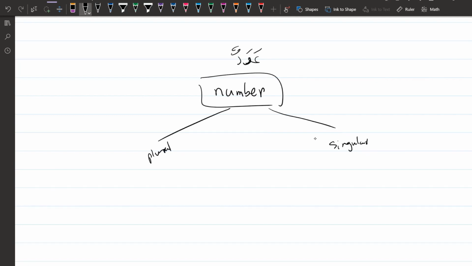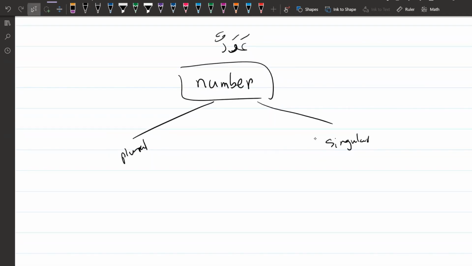It is a simple concept of any language: we should be able to say something which is singular and something which is plural. We say one boy and two boys, three boys, four boys. This is the whole concept. So how do we deal with them in Arabic language? That is the whole topic. Of course, in Arabic we have a singular and we also have a plural.